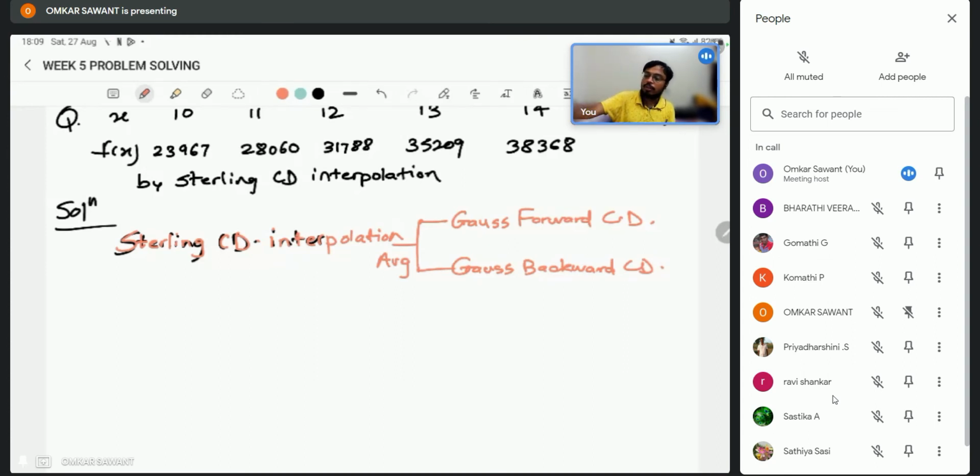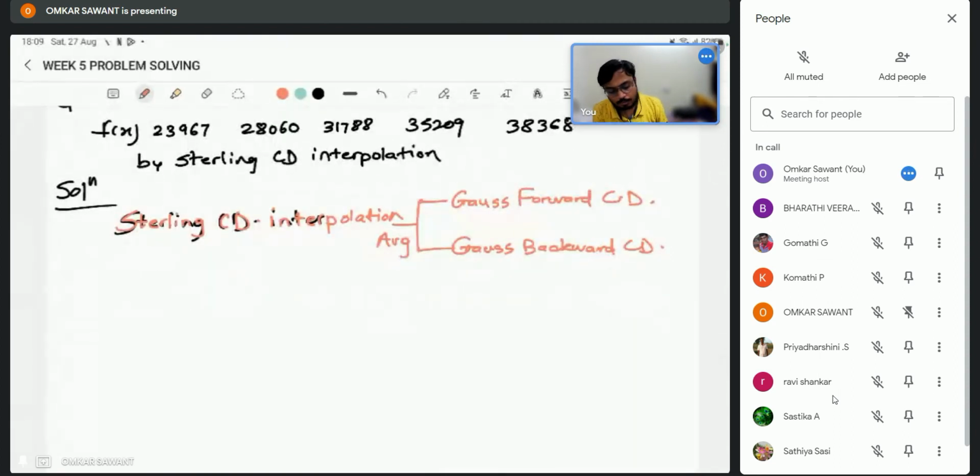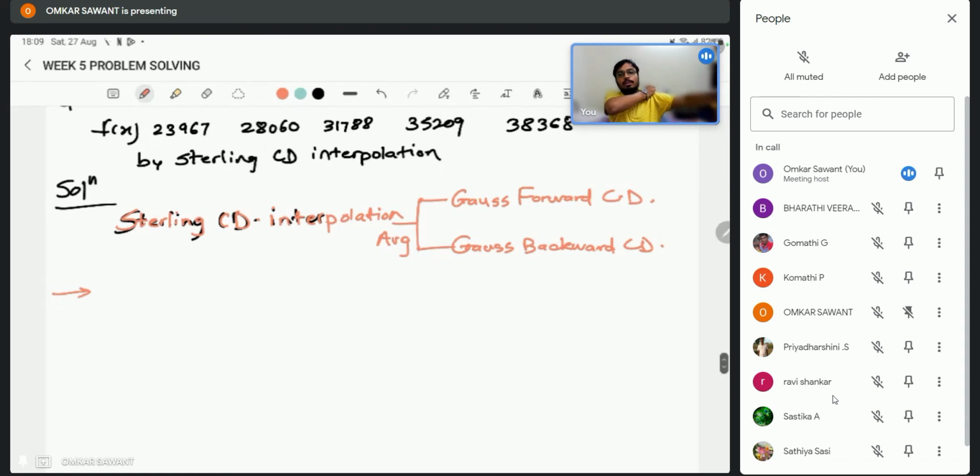So here also we will calculate the difference table, like we calculated in Newton's forward and Newton's backward, but the difference table is slightly different. Before the formula, we should know where it can be used. We have calculated the p value earlier, right? What is the p value when we calculate for Newton's forward? x minus x naught divided by h. Right. For backward, x minus xn divided by h.